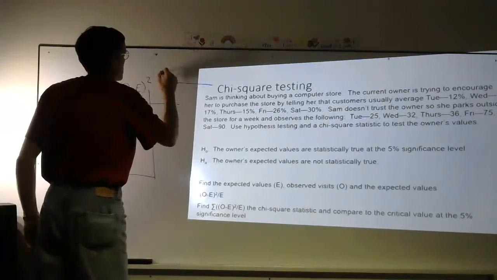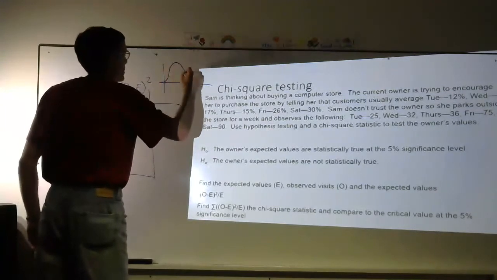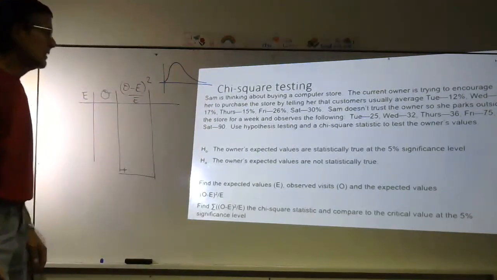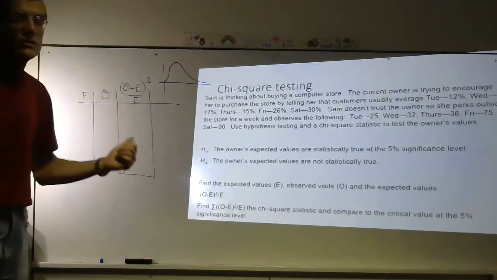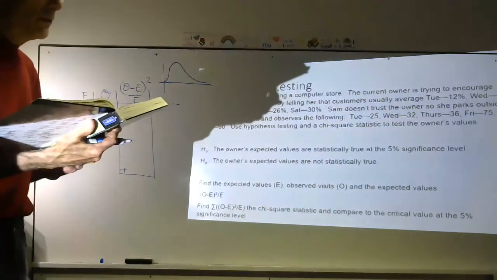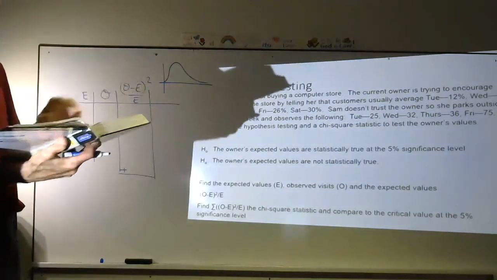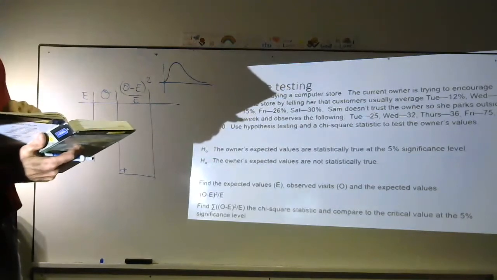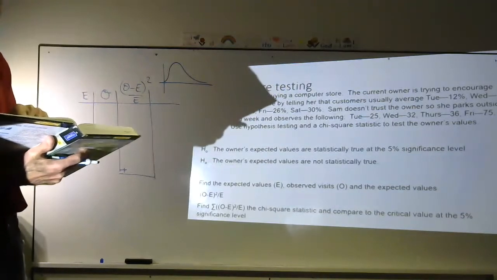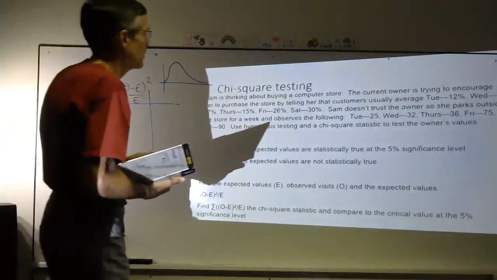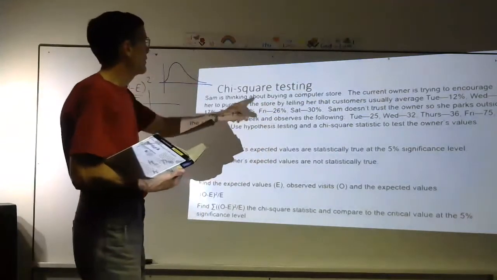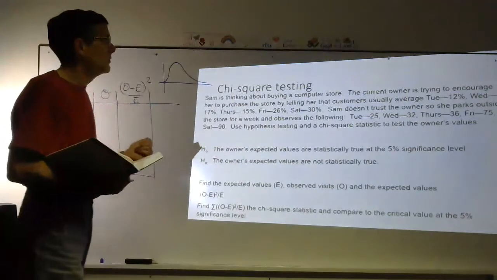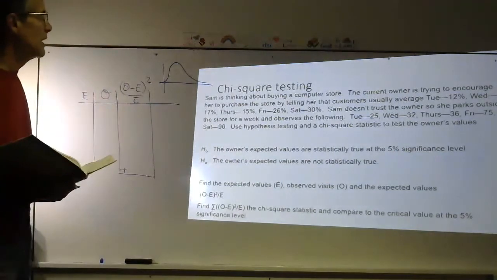So draw a picture. It starts at 0, right skewed. Now, we want the 5% significance level, so get your chart. We want 5% off to the right, so we want an area of 0.05. You're going to have to go over to page A15. How many data items are there? Tuesday, Wednesday, Thursday, Friday, Saturday. Isn't that 5? Yeah, there's 5 of them.